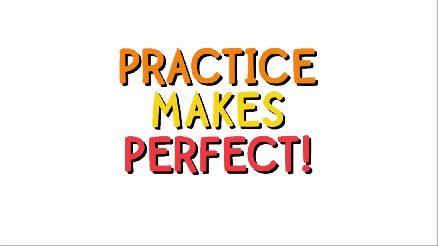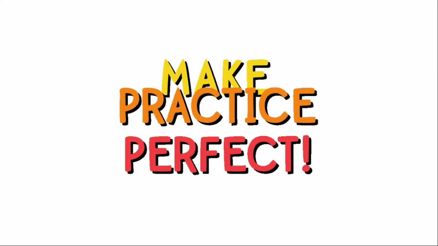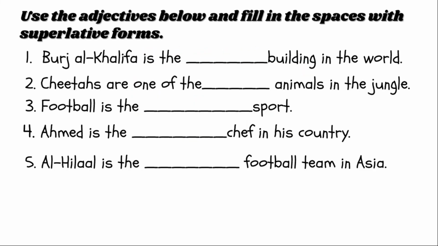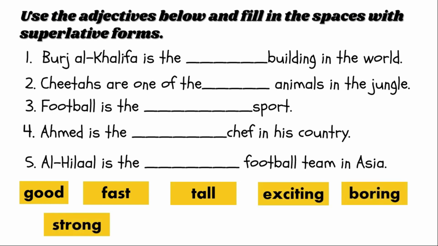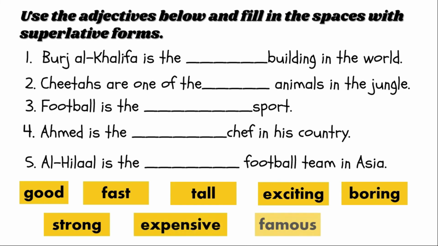Practice makes perfect. Let's make practice perfect. Okay, use the adjectives below, as you can see them popping up now, and fill in the spaces with superlative forms. So we have five sentences here, and we have many adjectives: good, fast, tall, exciting, boring, strong, expensive, famous, and big. These are all adjectives.